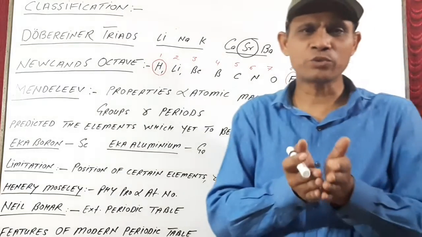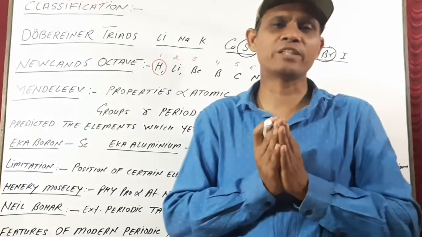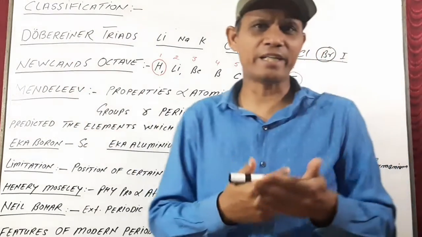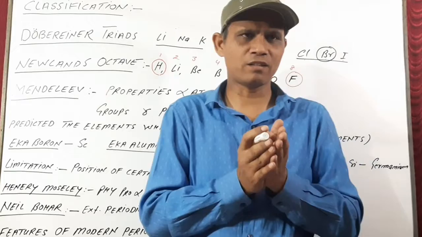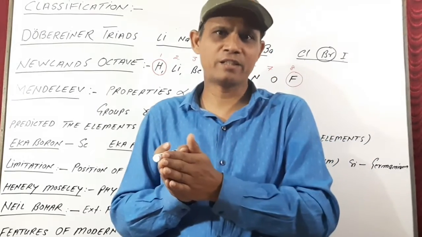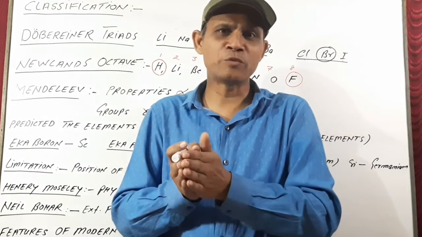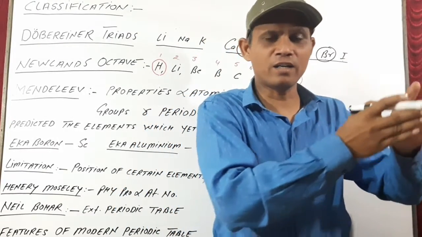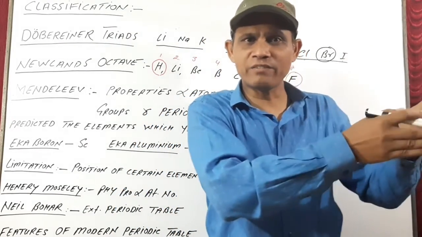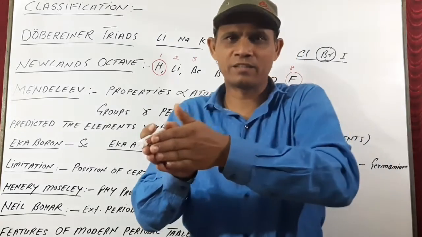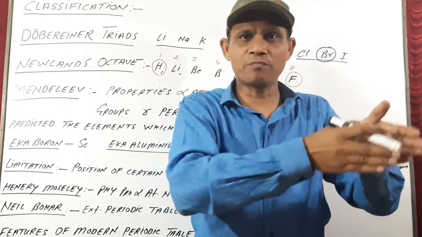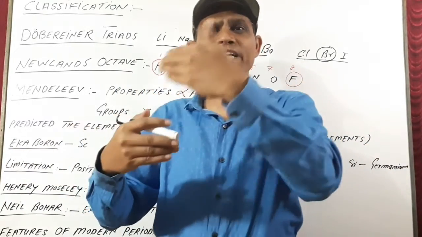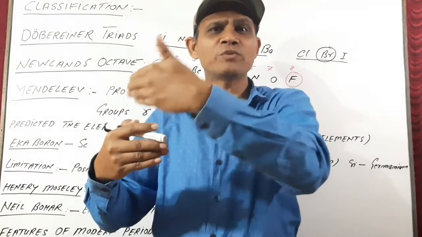The next scientist who classified these elements was Newlands. What he did, you know there are notes in music, like in Indian music you say sa, re, ga, ma, pa, dha, ni. After the seventh you come to the first again. Sa, re, ga, ma, pa, dha, ni, again sa. That means the eighth note is similar to the first note.